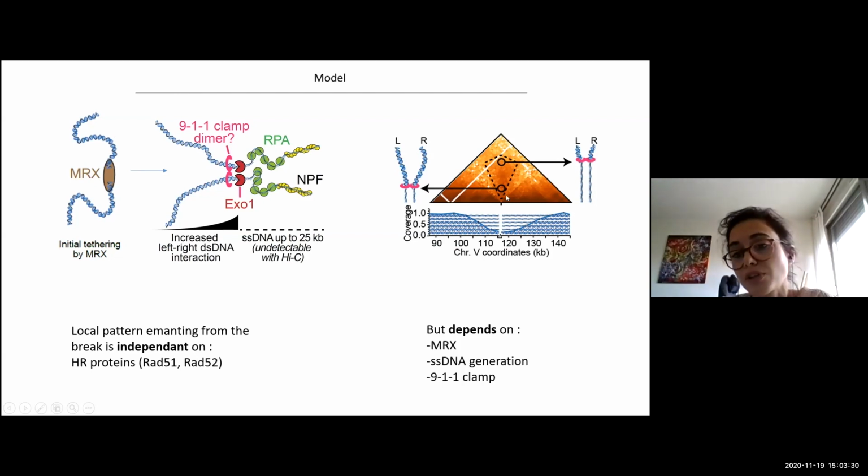So our interpretation of this signal is that, for each double-strand break, the double-strand break ends are bridged together at the double-stranded, single-stranded DNA junction, so at one point, by the 9-1-1 complex. And because of the heterogeneity of the resection at the cell population level, we get this broad perpendicular signal.